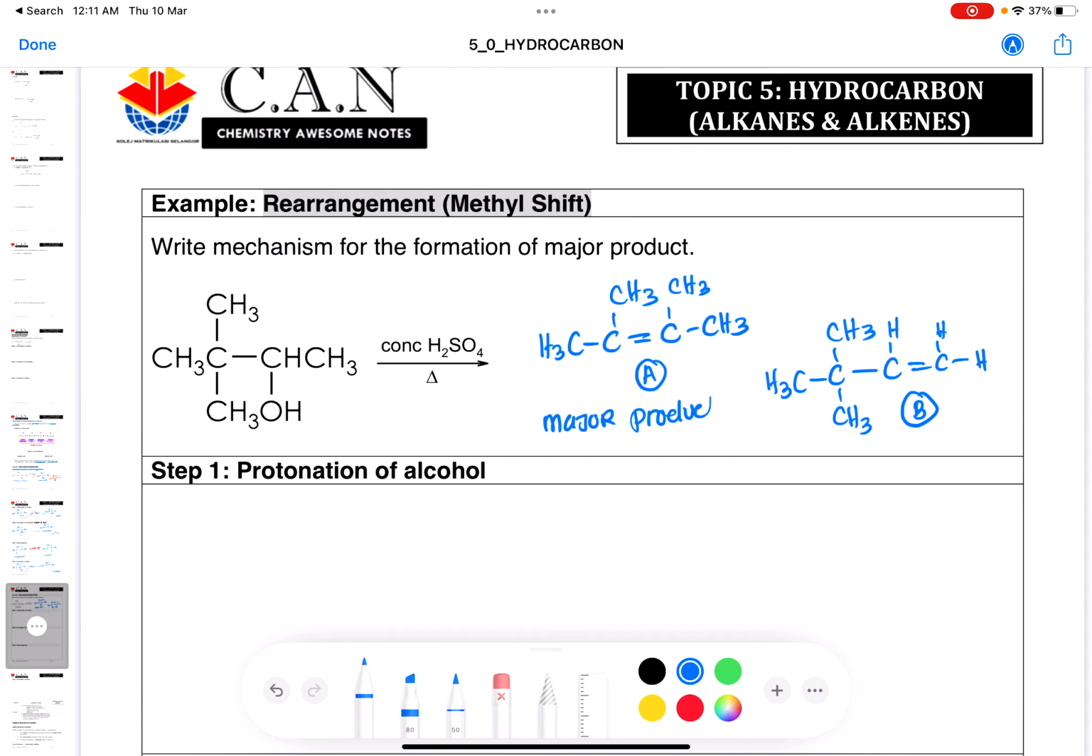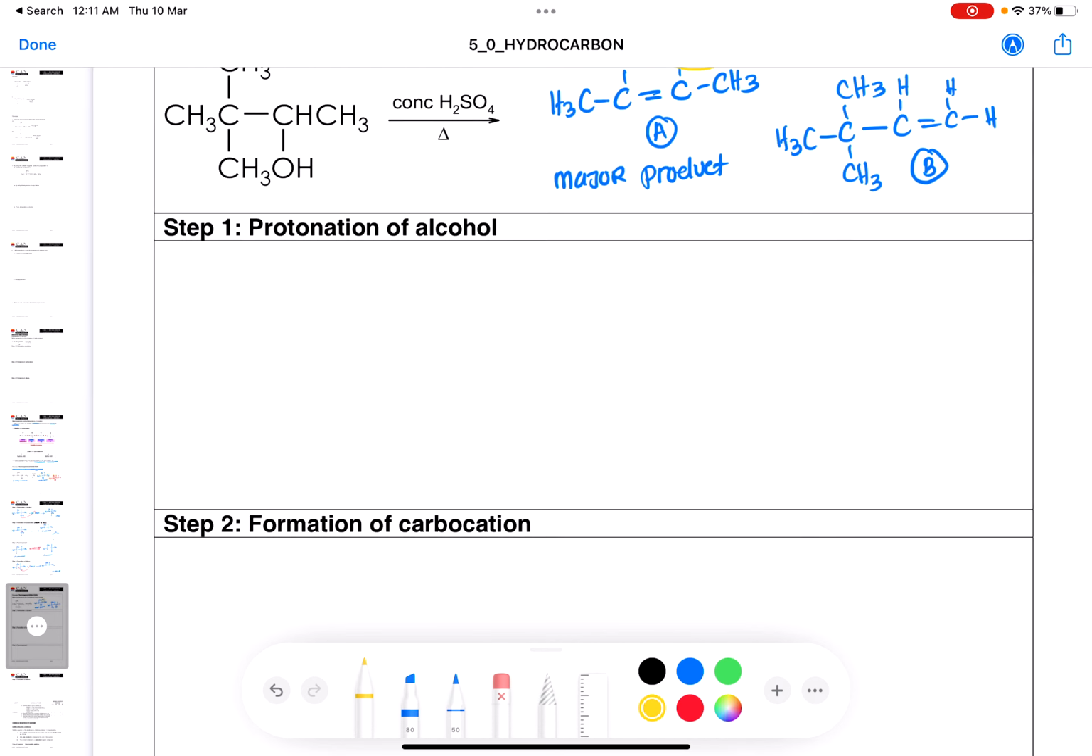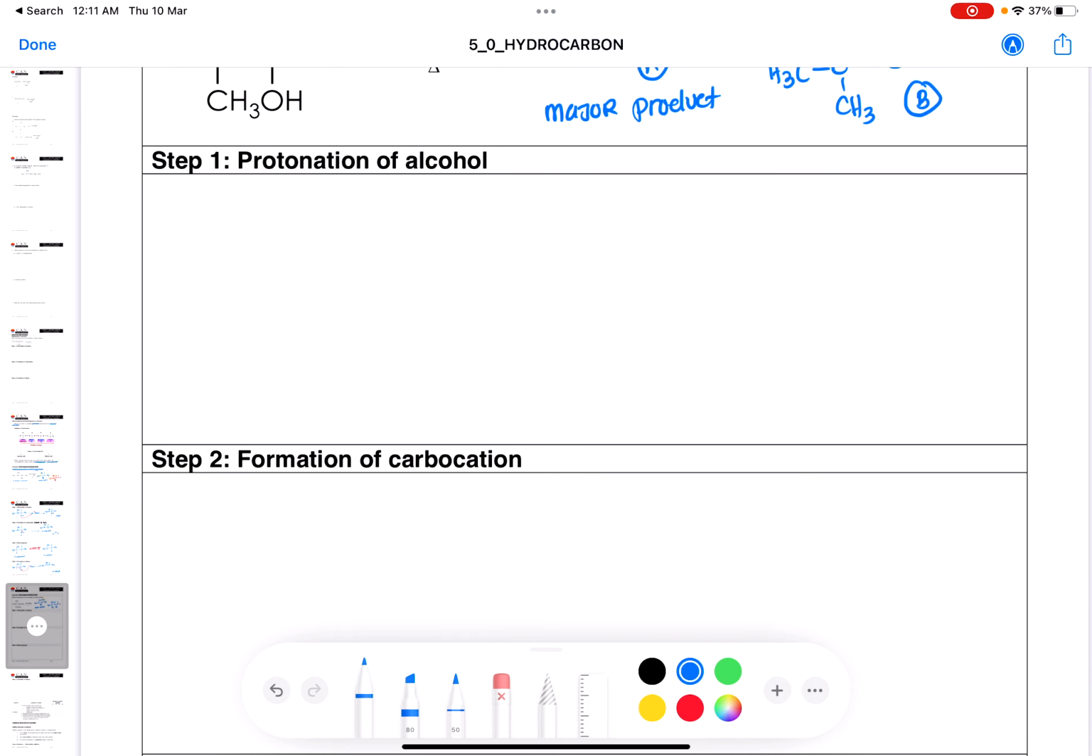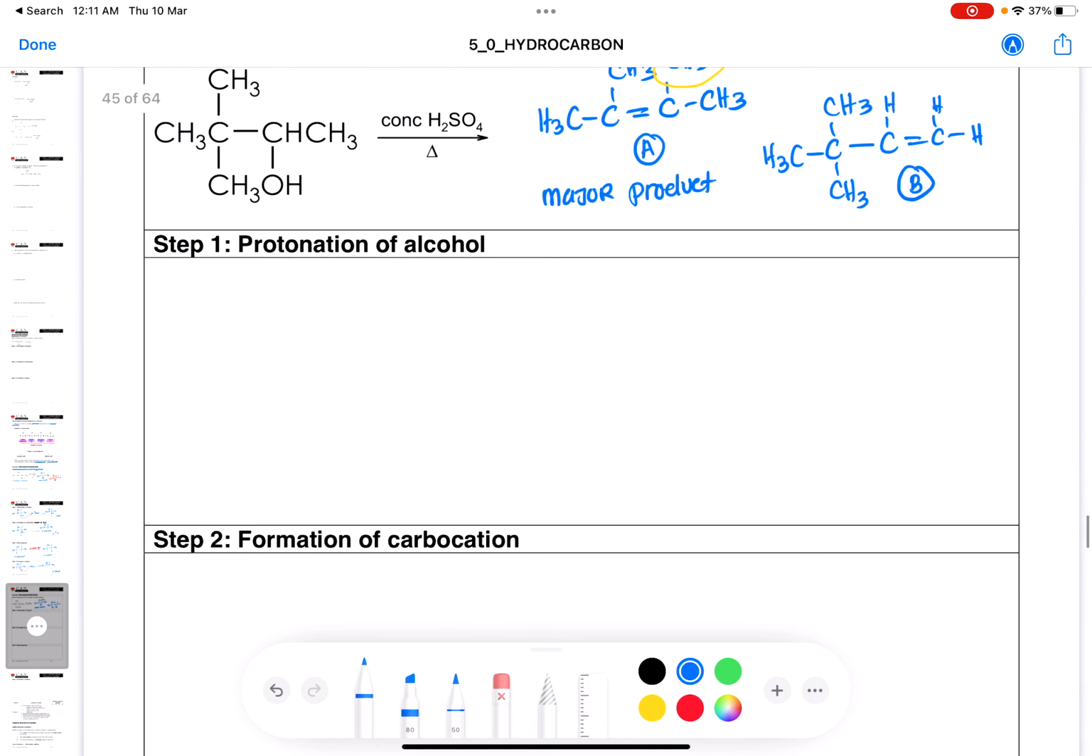But as you can see, up here is supposed to be H, right? But we changed it to CH3. So why do these things happen? Now, let's see. Go to step 1 as usual, the protonation of alcohol.